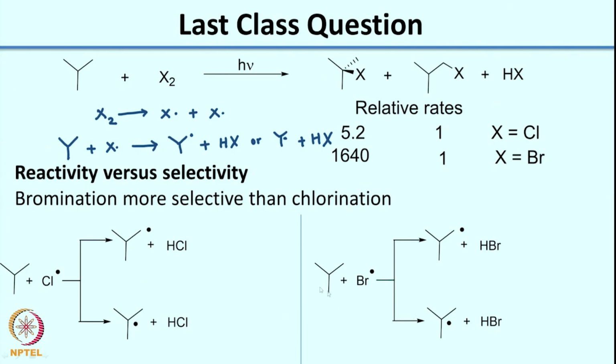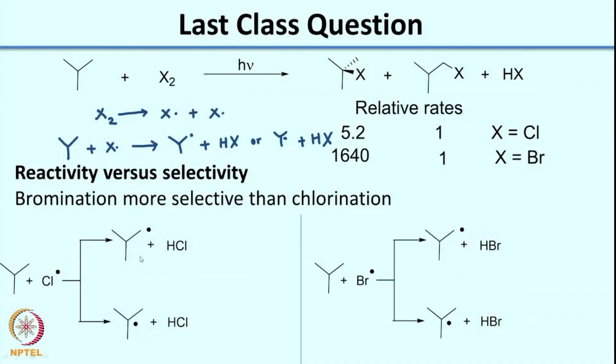But now what is interesting is, in one case you have a selectivity of 5.2:1 for the tertiary radical, whereas in the second case you have a much larger selectivity. We are talking about 1640. So this is a huge difference in selectivity. Now why is that the case? Now I will ask you one more question. Between the chloride radical and the bromide radical, which is more reactive?